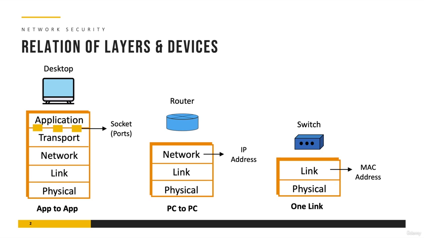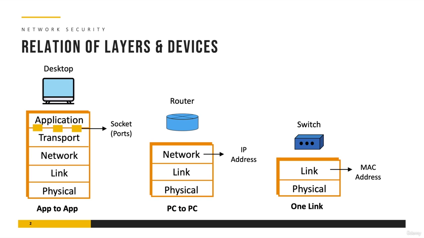Next, we have switches, which only implement the bottom 2 layers of the protocol stack, namely the link and the physical layer. Whereas the routers were targeted towards PC to PC communication, which basically meant that they were responsible for taking your packet from one system to another, switches work hop by hop. So a switch is responsible for delivering your data from one device to the next device over one single link, be it wired or wireless. Now, at the link layer, we have MAC addresses, and switches don't understand IP addresses.